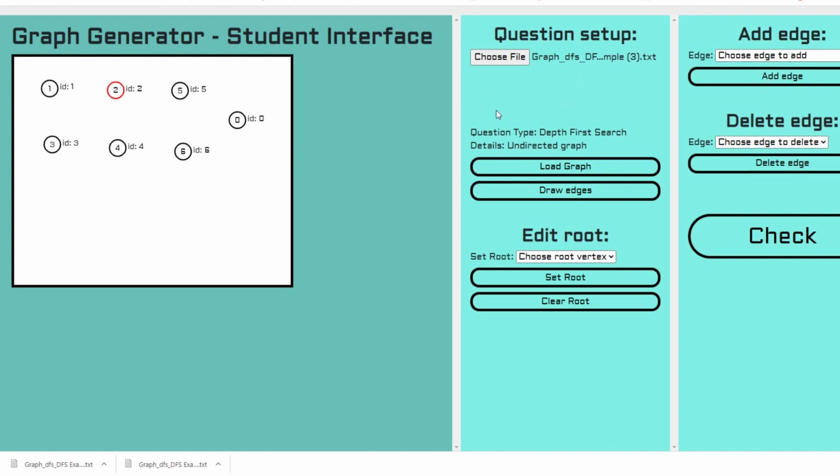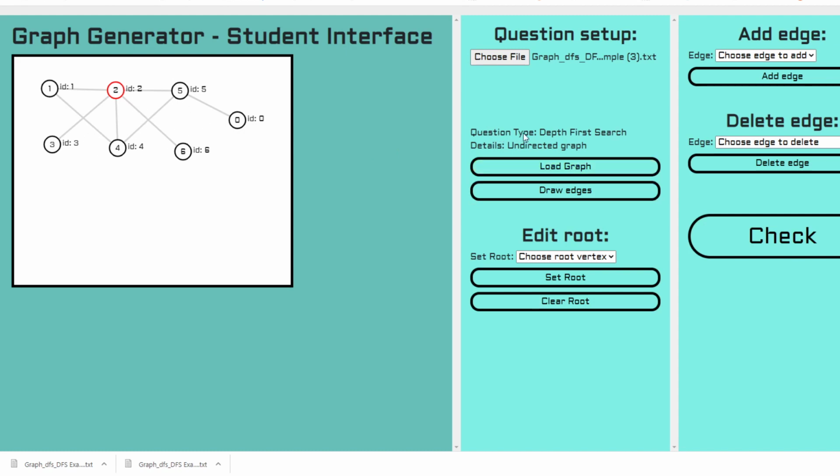So this graph that's shown here is sort of your answer sheet, right? The problem is you haven't seen the question yet. In order to see the question, click draw edges. Okay, now this is the original graph, right? This is the graph that forms the question.